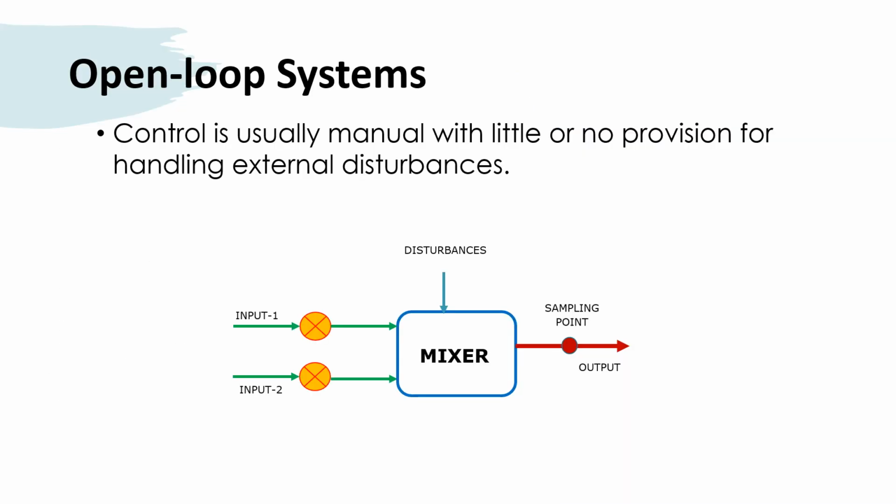The open loop system is the simplest control system. The feed-forward process continues until a steady state, balanced condition is reached. The control is usually manual and with little or no provision on handling external disturbances, which can eventually lead to an unstable condition. The figure below depicts an open production mixing system.